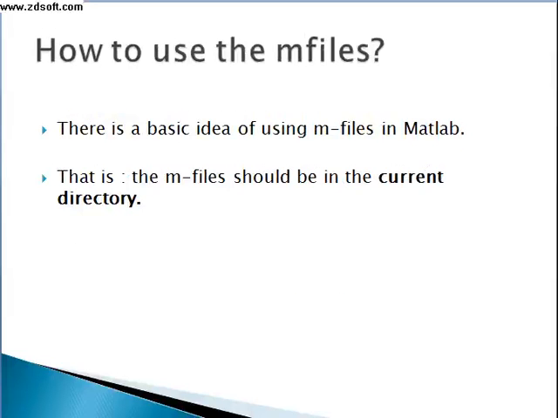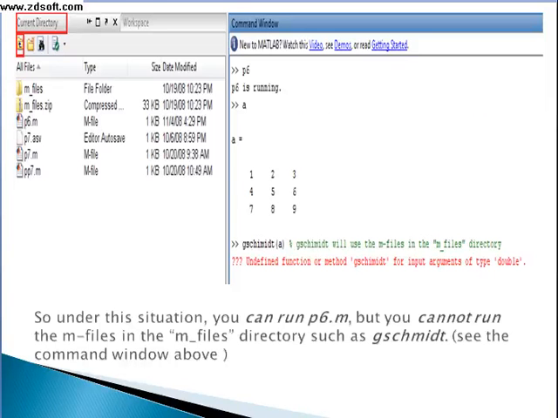Now how to use the M files? The basic idea of using M files in MATLAB is that the M files should be in the current directory. See, here is a screenshot of that. It is a screenshot of a MATLAB command window in the current directory. In the red box you can see the current directory. It contains all the M files with the extension .m and the folders of the M files.